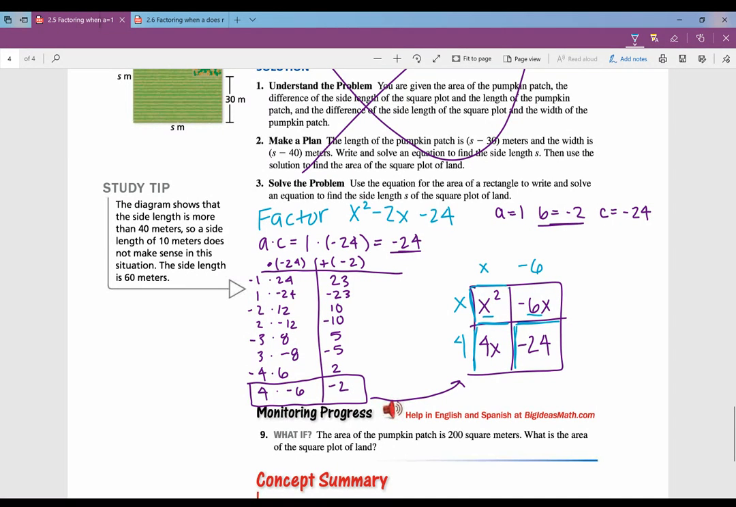And then we can check our last box. We have x times negative 6. Is that negative 6x? Yes. So we know our answer is x plus 4 times x minus 6. And again, you can check your answer by multiplying it out and making sure that you got the same thing that you started with. All right, and that's it for 2.5.